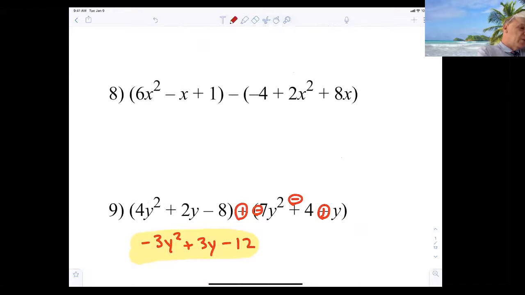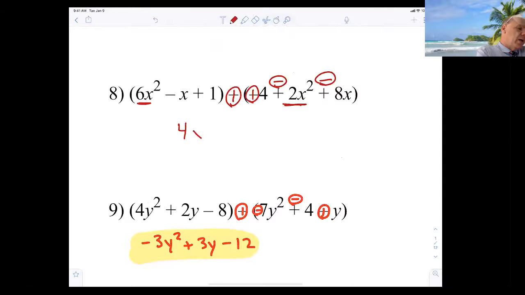Distributing a negative, remember what I told you, change the sign, plus, plus, minus, and I circle the signs so I know I changed them and they stand out. So combining the squares, 6 minus 2, 4x squared, -1x, -8x, -9x. And then 1 plus 4 is 5. Wow.